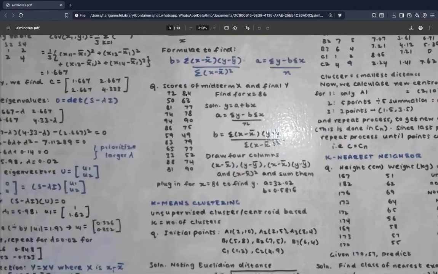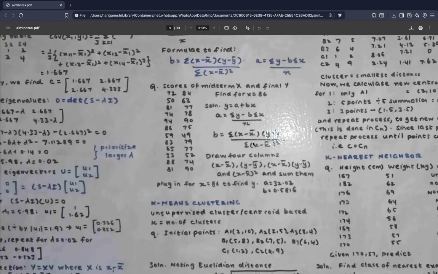You have these values for midterm x and final y. So this is the x column, this is the y column. You have to find what the final score is. Suppose that the midterm score is 86. So y is equal to a plus bx. Obviously, you have to find b first because b is in the formula of a.